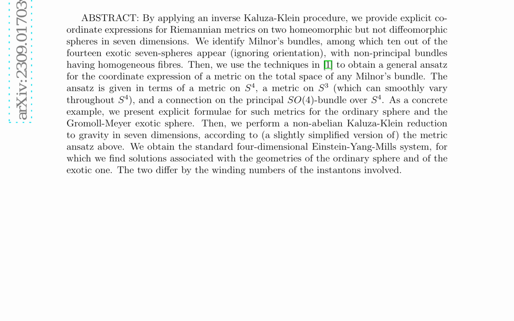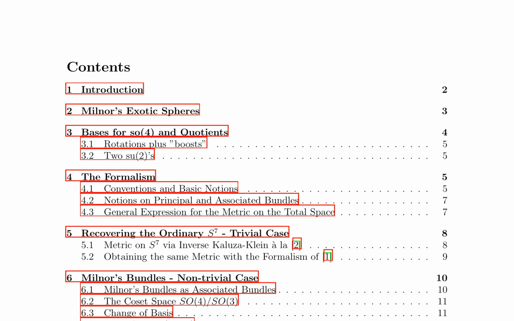The paper then performs a non-abelian Kaluza-Klein reduction of gravity in 7 dimensions, according to a slightly simplified version of the metric ansatz above. This reduction yields the standard 4-dimensional Einstein-Yang-Mills system, for which the authors find solutions associated with the geometries of the ordinary sphere and the exotic one. The 2 solutions differ by the winding numbers of the instantons involved.